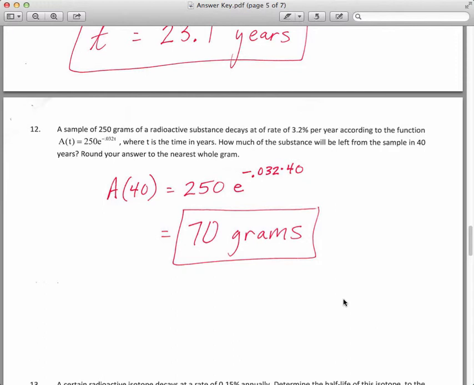So all you have to do here is evaluate this function when t is equal to 40. So put 40 in place of the letter t, and the correct notation here is as I have it written down. You put the 40 both places where we have a letter t in our function, and then punch this into your calculator, and if you punch it in correctly, you should get 70 grams.